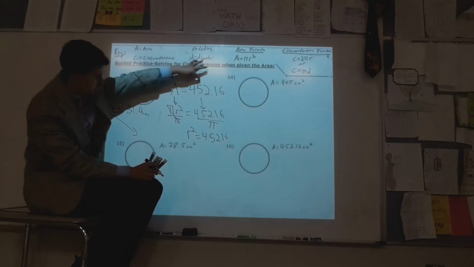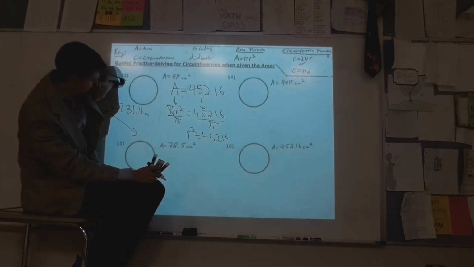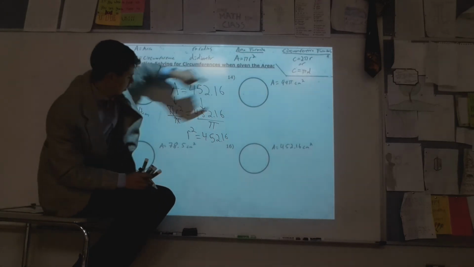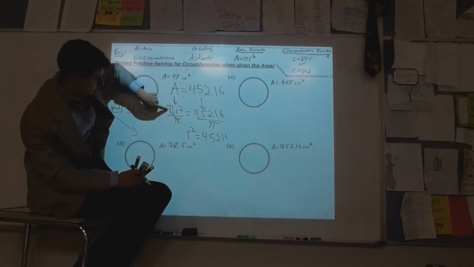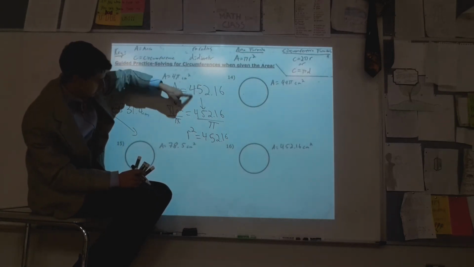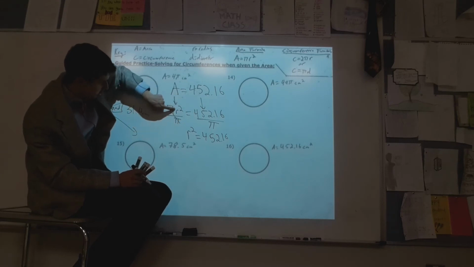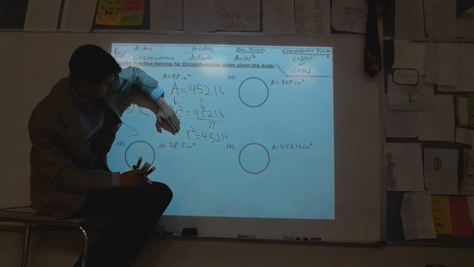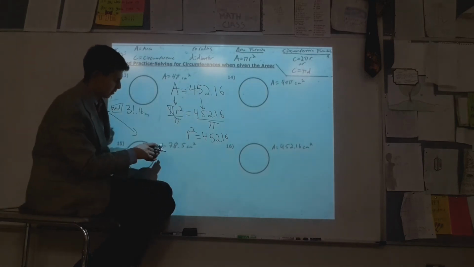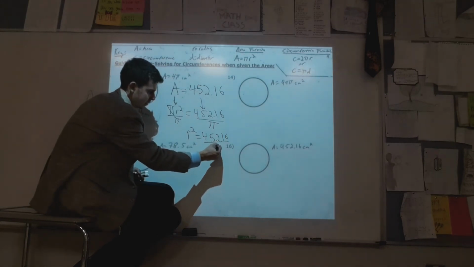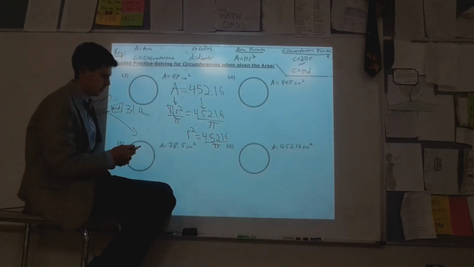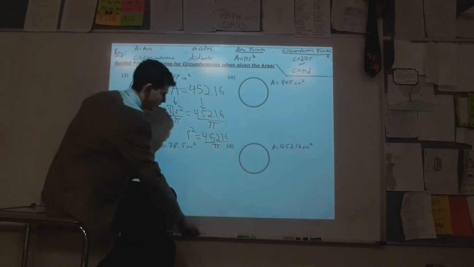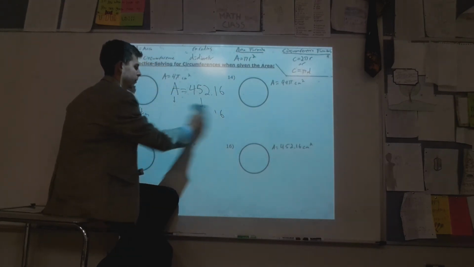Area is equal to 452.16. I put the formula for area here. I just dropped it down. Area is pi r squared. I just dropped this number now. Now to solve for the radius, I divide both sides by pi, and that gives me r squared is equal to 452.16 divided by pi. Okay, so now I'm going to erase all this and just write this above.